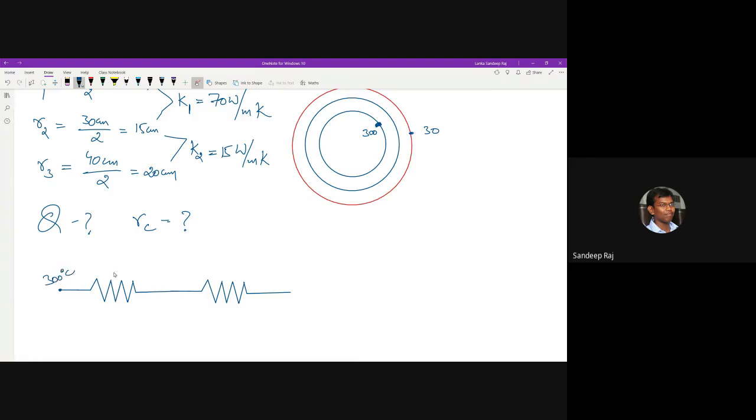And this one is 300 degrees centigrade. This one is 30 degrees centigrade. This is R conduction one. This is also R conduction. This is a simple problem. Nothing great in this one. So this is the heat transfer direction, high temperature region to the low temperature region.